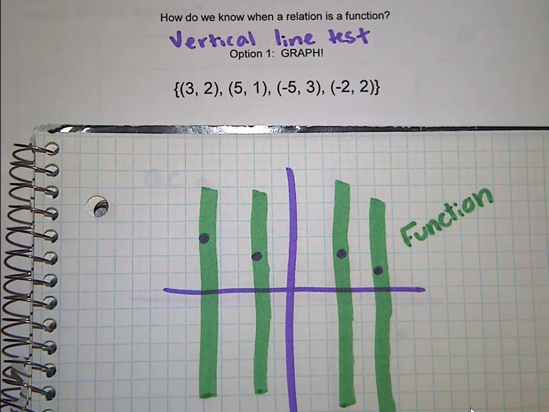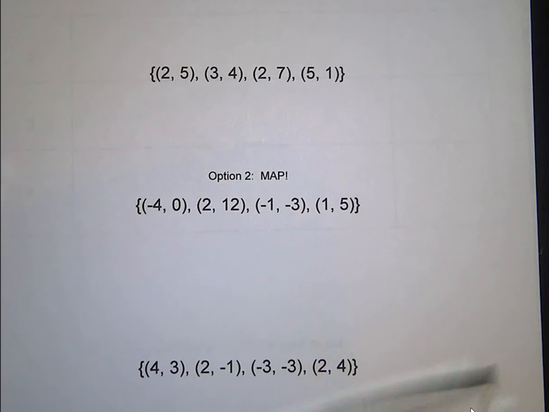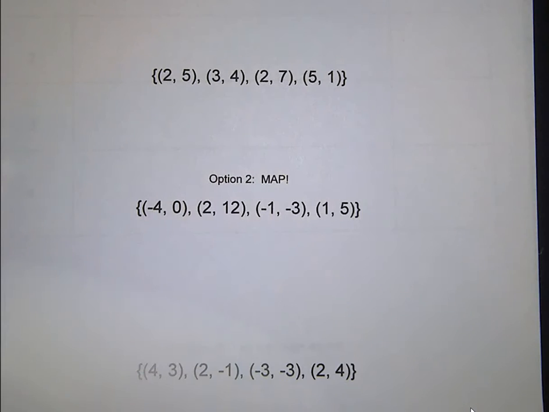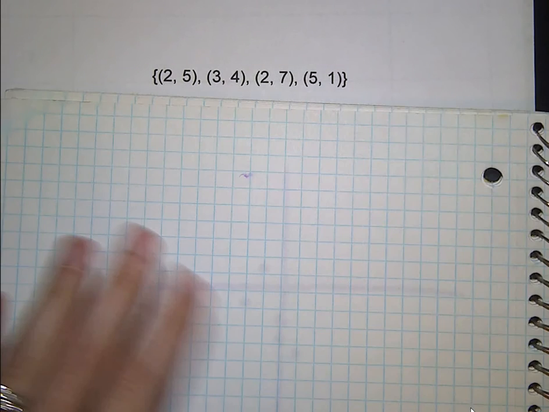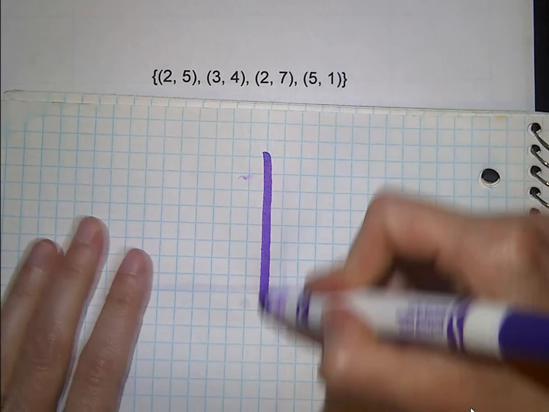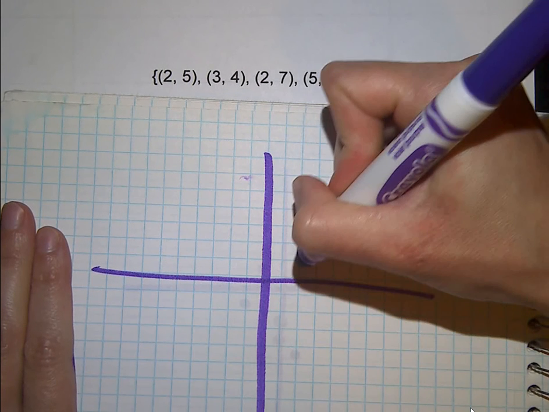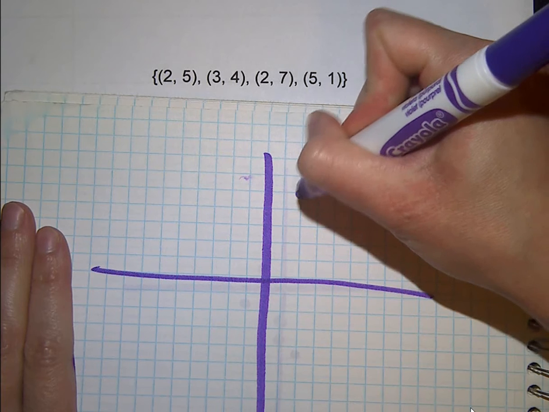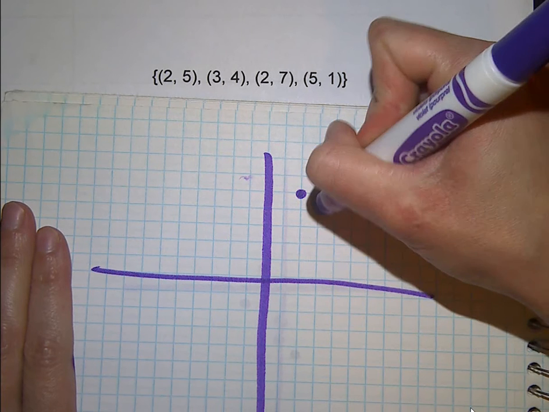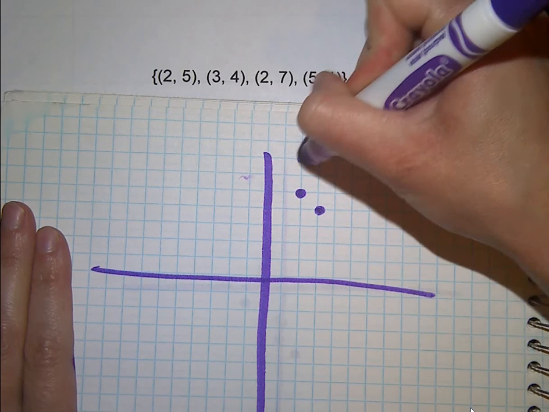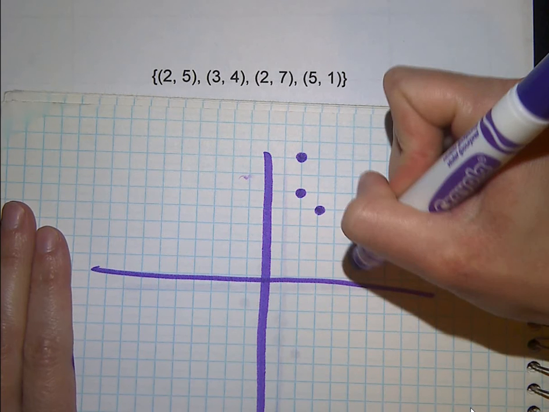Now let's look at one where it's not going to be like that. So on this example, I've got, let me turn it this way. I'm going to go ahead and go my x and my y. So I'm going to plot 2, 5, 1, 2, 3, 4, 5, 3, 4, 2, 7, and 5, 1. So hopefully this is really clear to you.